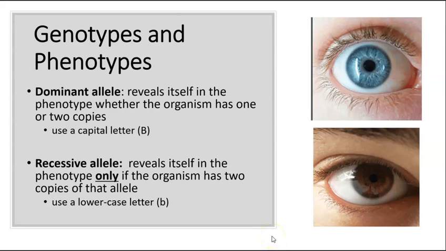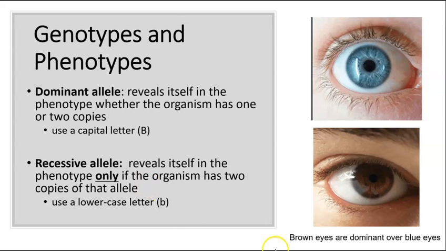So when it comes to genotypes and phenotypes, again, we have dominant and recessive alleles. The dominant allele will reveal itself in the phenotype, in the outward appearance, whether the organism has one or two copies. And again, the dominant allele is expressed using the capital letter. Whereas the recessive allele reveals itself in its phenotype only if the organism has two copies of that allele. So they have to be homozygous recessive in order for that trait to be expressed.